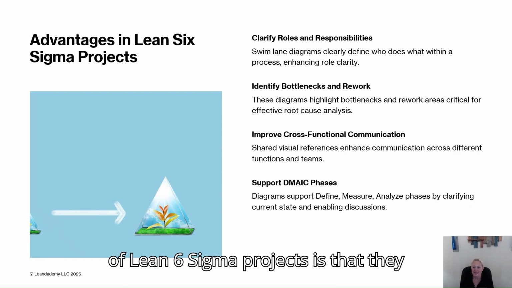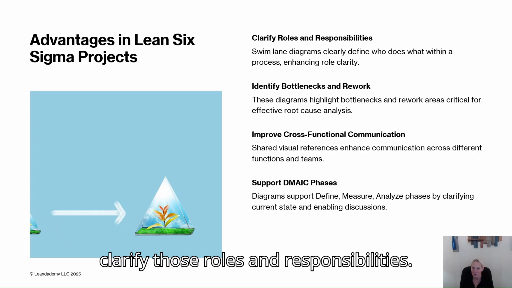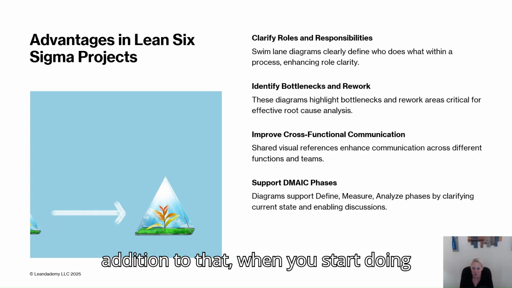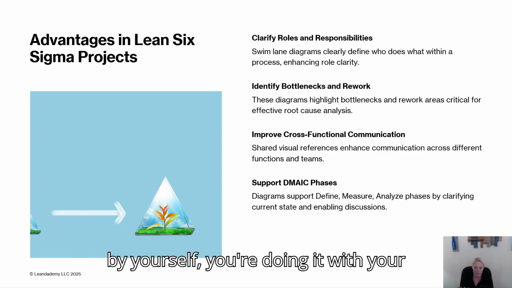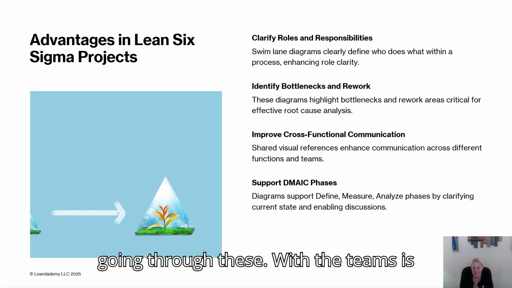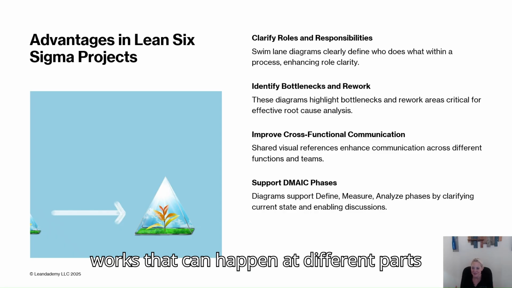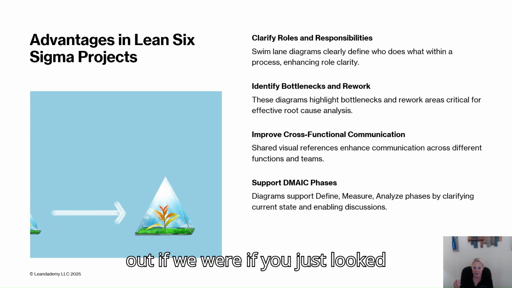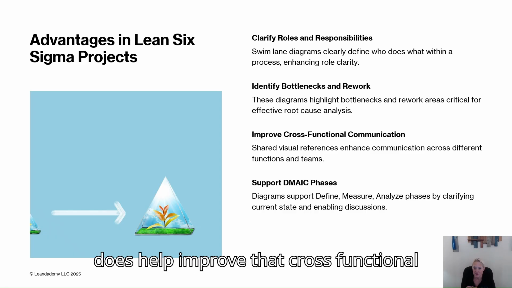The advantage of Lean Six Sigma projects is that they really help clarify those roles and responsibilities. That's what those swim lanes do. But in addition to that, when you start doing that process mapping, because remember, you're not doing it by yourself, you're doing it with your project team, it helps you as you go through these maps with the team to identify those bottlenecks and reworks that can happen at different parts in the process that may not have come out if you just looked at an SOP. It really does help improve that cross-functional communication.